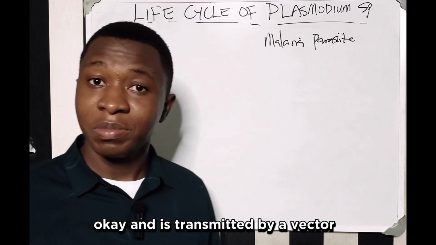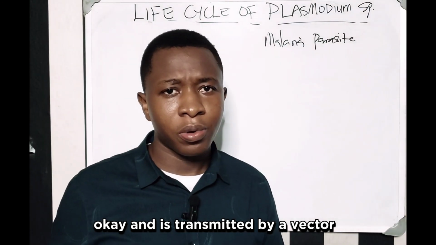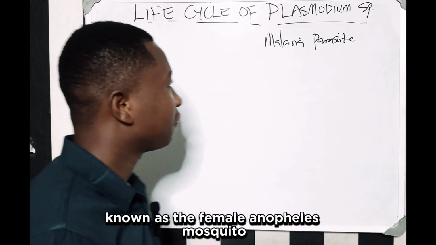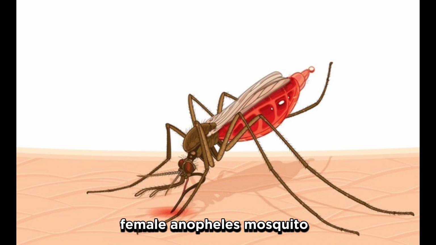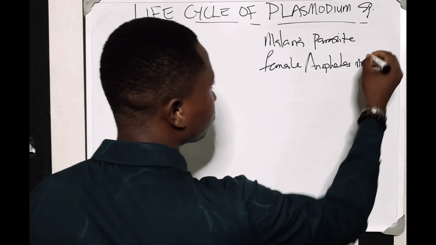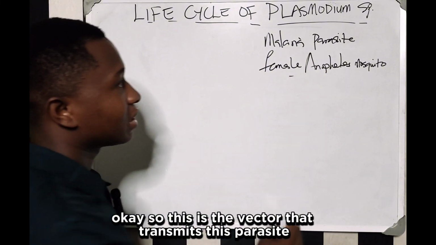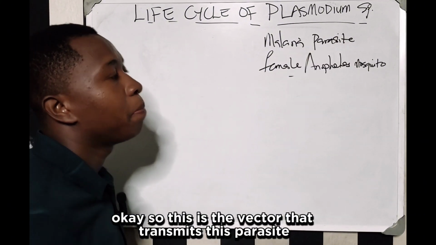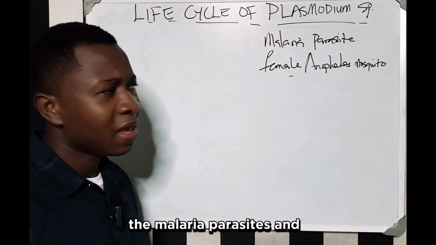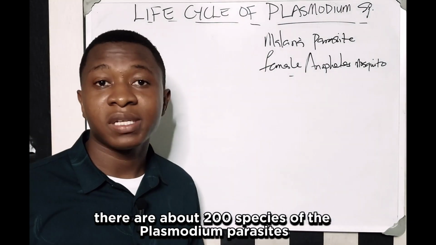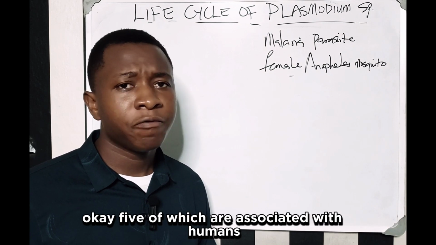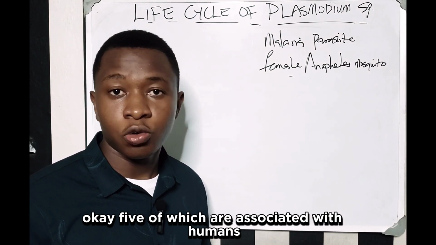It's transmitted by a well-known vector known as the female Anopheles mosquito. So this is the vector that transmits this parasite, the malaria parasite. And there are about 200 species of the Plasmodium parasite, 5 of which are associated with humans.